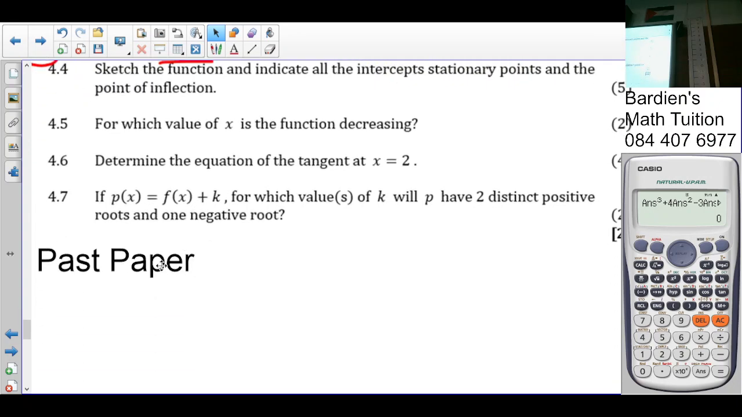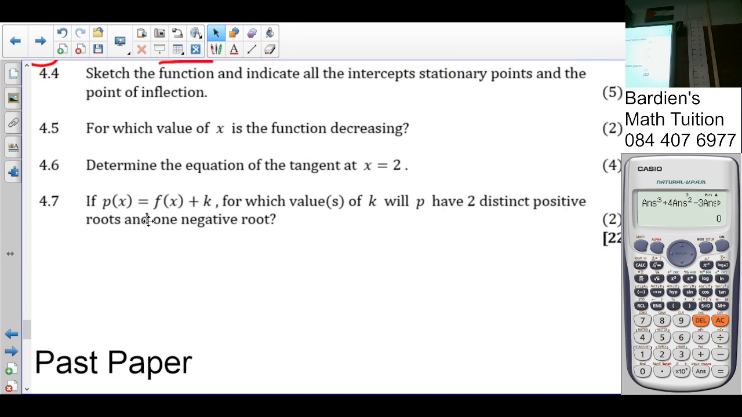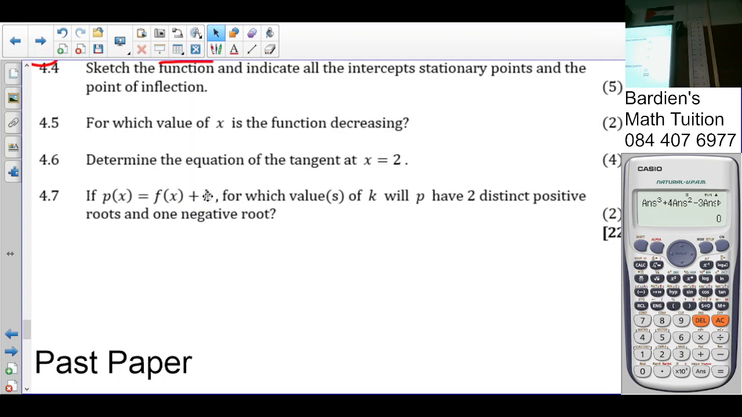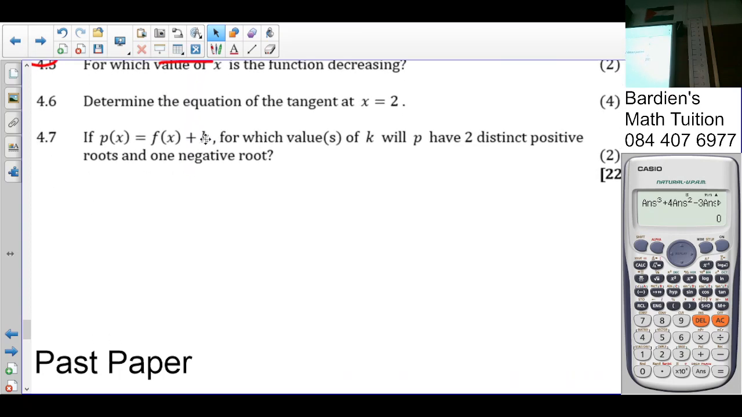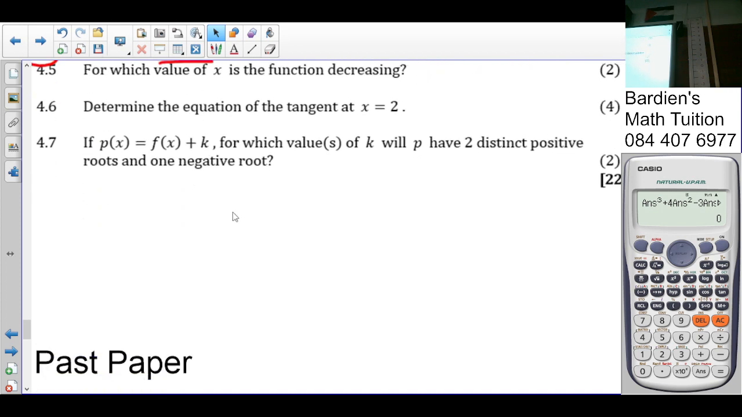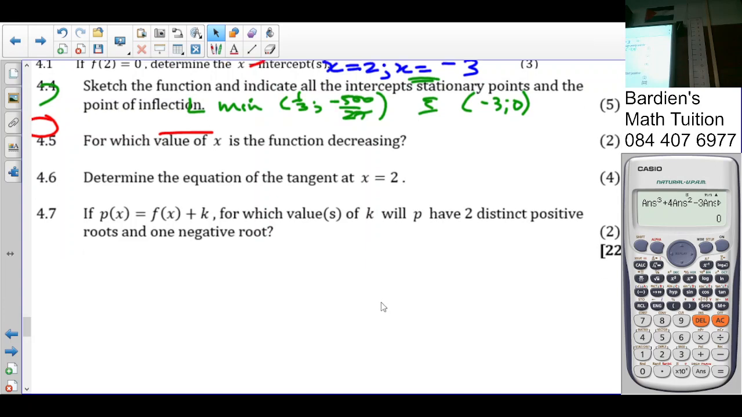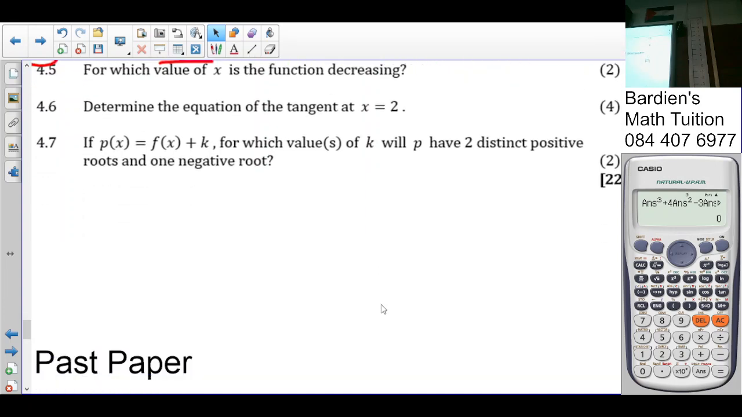In 4.3, they ask you to sketch the function and indicate all intercepts. What intercept didn't I work out at this point? Your y-intercept. Can you see that? I must still work out my y-intercept and the point of inflection. Do you want that also? And the point of inflection. So in other words, I needed to have calculated the corresponding y value. Okay? And just work it out.